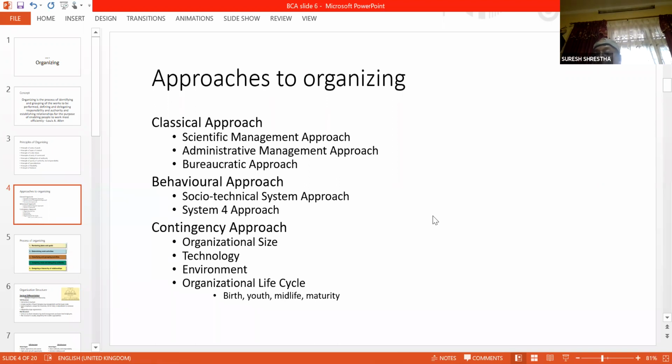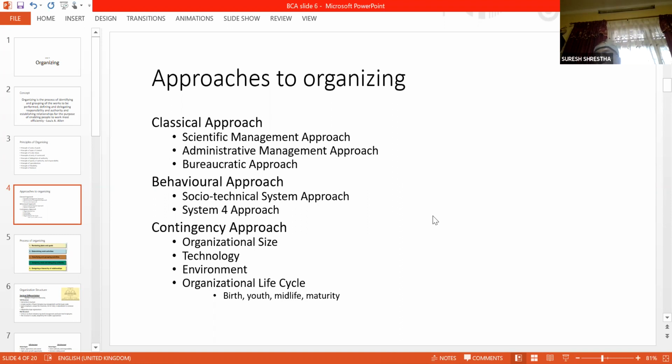Organizing any environment. For example, we talked about the general environment: your political system, your economic system, your technological system, your socio-cultural environment. Depending upon that, you might need to do the organizing.